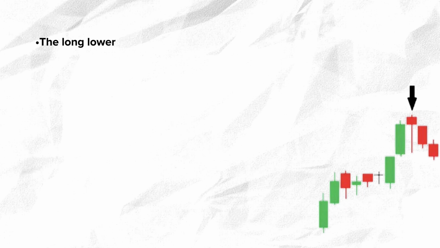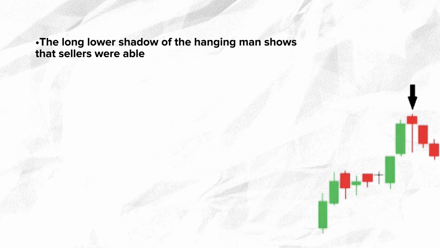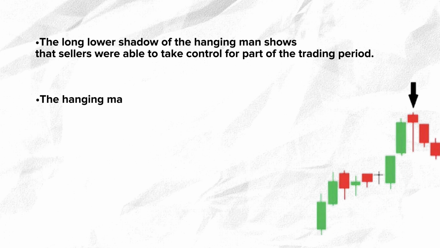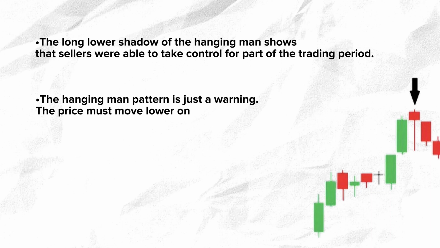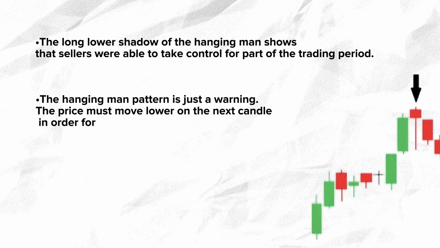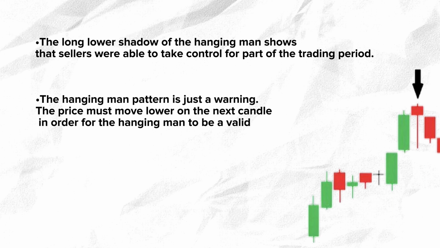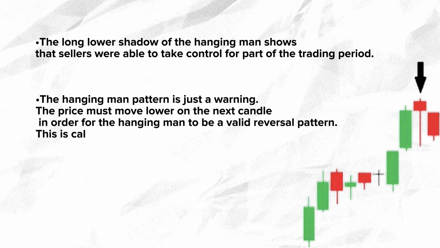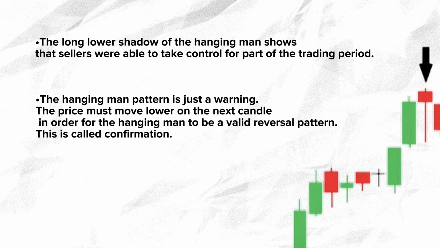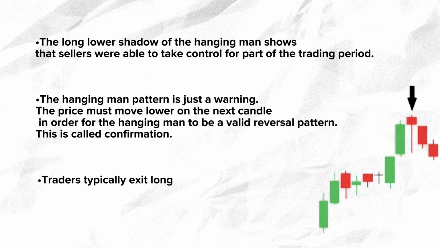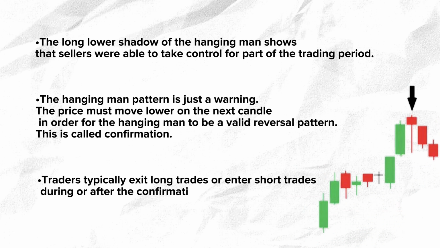The long lower shadow of the hanging man shows that sellers were able to take control for part of the trading period. The hanging man pattern is just a warning. The price must move lower in the next candle in order for the hanging man to be a valid reversal pattern. This is called confirmation. Traders typically exit long trades or enter short trades during or after the confirmation candle, but not before.